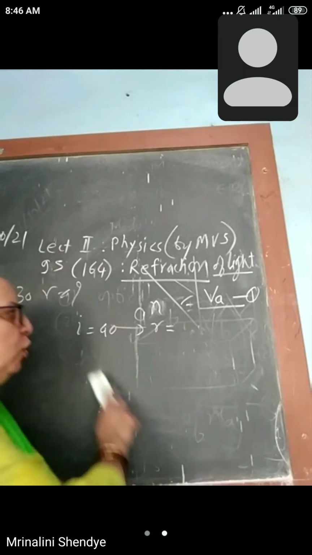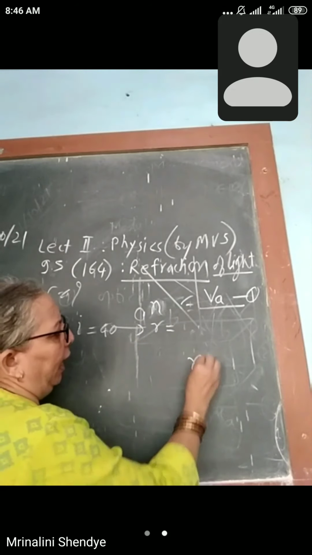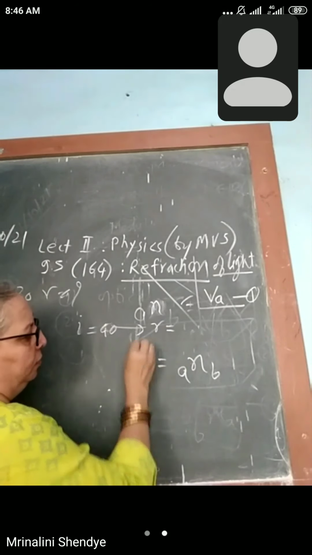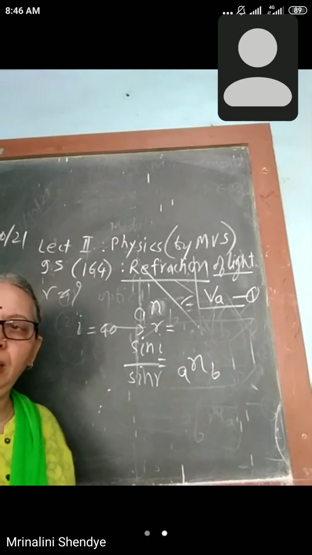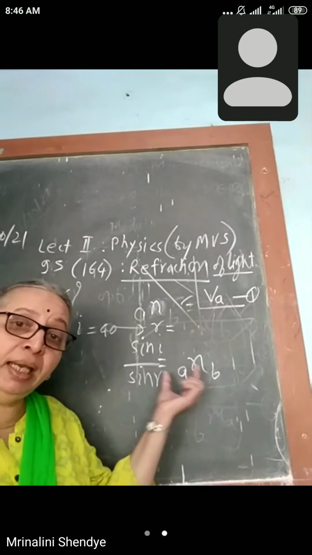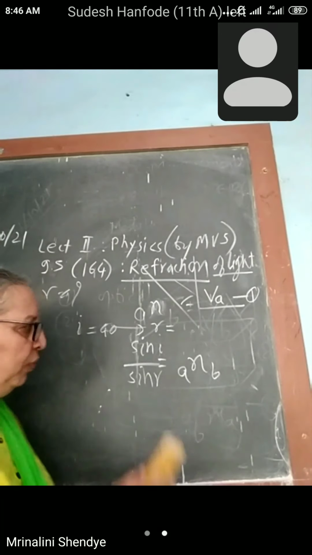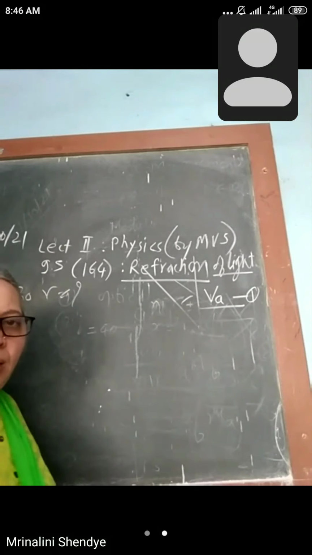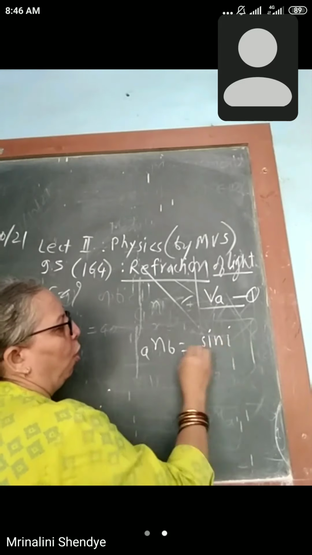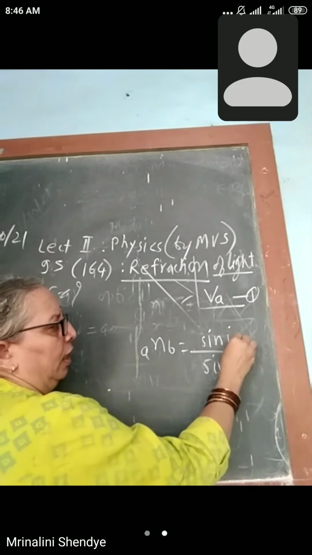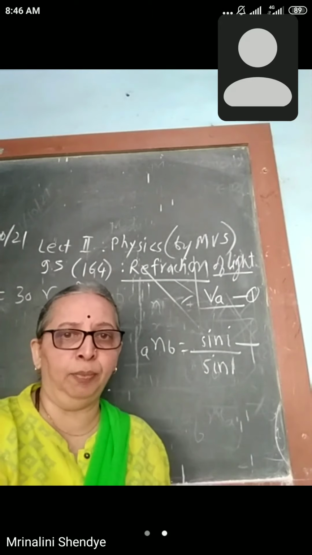Its value, when found practically, comes to be nb by a. So sine I upon sine R रेशो की वैल्यू इतनी ही आती है, वो एक्सपेरिमेंटली प्रूव है. सो वन मोर फीचर व्हाट वी कैन राइट, nBA is equal to sin I upon sin R. ये वन मोर फॉर्मूला मिलता है. देखो कितने फॉर्मूले मिल रहे हैं हम लोगों को.